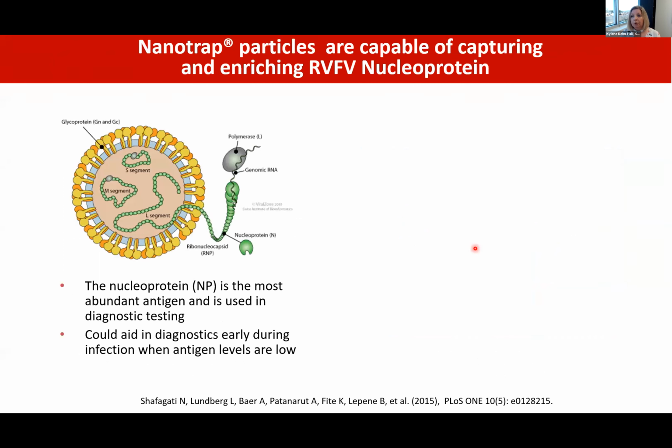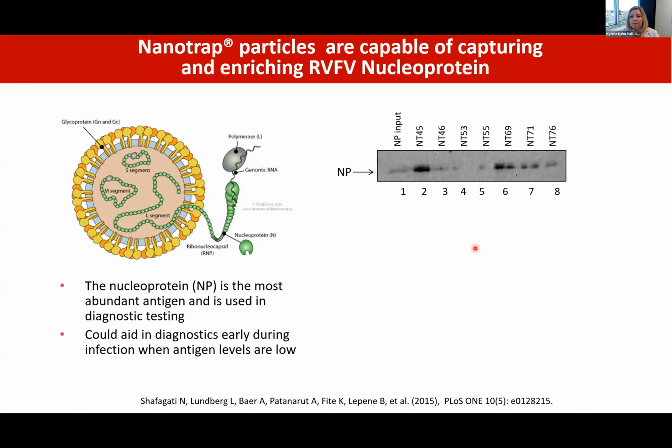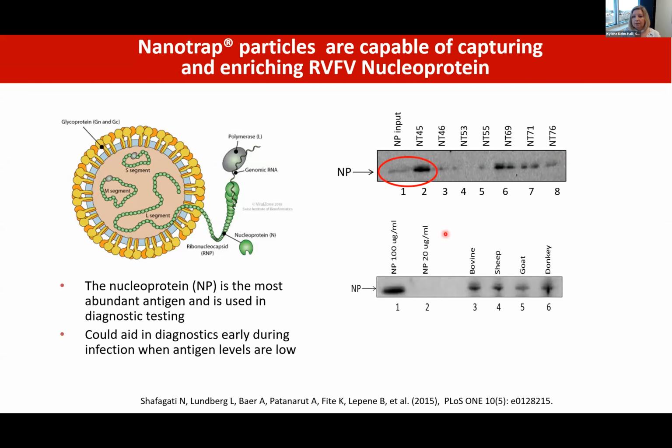We also were interested in looking at protein detection with these particles. And for this, we decided to look at the nucleoprotein of Rift Valley fever virus, which is the most abundant antigen and also can be detected outside of the virion. And we did a quick screening of different nanotrap particles. Our detection here is just a simple Western blot. Compared to our input, you can see that our nanotrap particle N245 could bind to our nucleoprotein the most efficiently. And if we look at samples that contain 20 microgram per mil of nucleoprotein, which is below the limit of detection, if we do this in the presence of nanoparticles, in all cases, we can detect nucleoprotein in different serum samples.